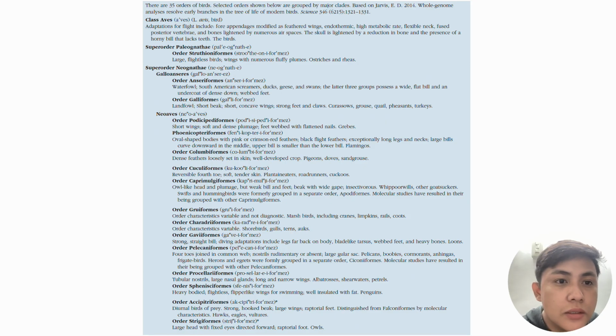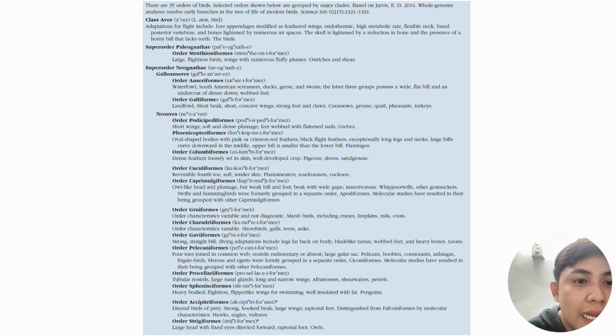We have two superorders under the class Aves. Superorder Paleognathae are the large flightless birds, which include ostriches and rheas. The superorder Neognathae are the new birds, other than the Paleognathae, which include Galloanserae and Neoaves. Galloanserae would include waterfowl, South American screamers, ducks, geese, swans, and some other webbed-feet birds.